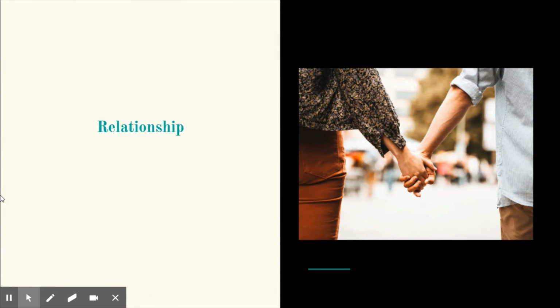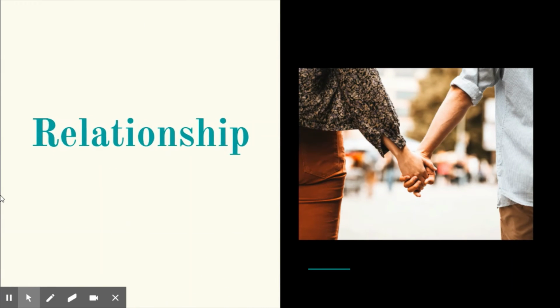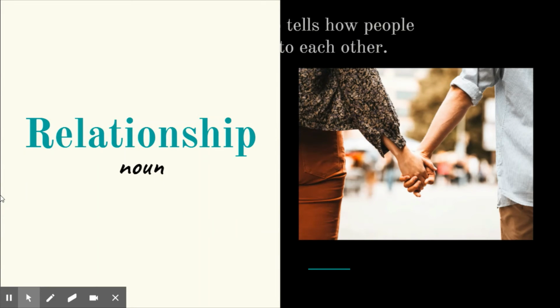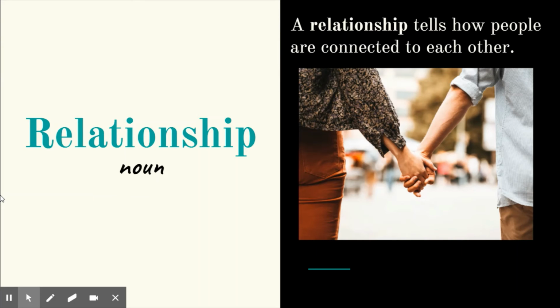And this one is relationship. It's a beautiful one, right? We all love this word. Relationship. And relationship is actually a noun. Yes, let's read it again. Relationship, right? And this one actually has, since I mentioned the prefix before, I'm going to mention the suffix this time, ship, right? And the definition for this word is a relationship tells how people are connected to each other.